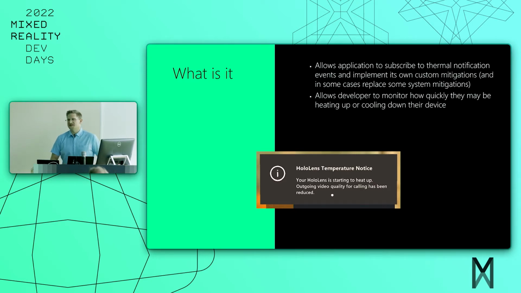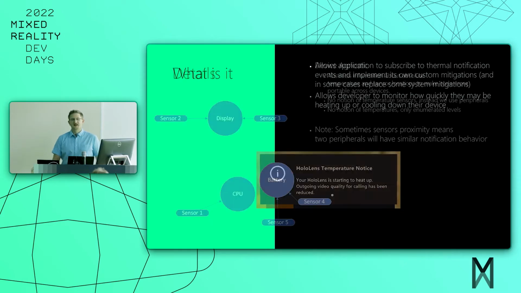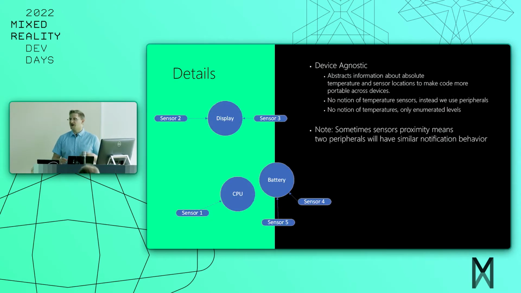So diving a little bit more into the details about the SDK, the first thing I'd like to mention is that it's device agnostic. The idea is that this could be used on the next mixed reality device. Your code doesn't have to change. It will just work. So how we do that, we abstract information about absolute temperature and temperature sensor locations to make this portable across devices. There are no temperature sensors. Instead, we have the notion of a peripheral like a CPU, battery, or display. And then instead of absolute temperatures, we talk about levels, which I'll go into detail later, or enumerated values for certain events.